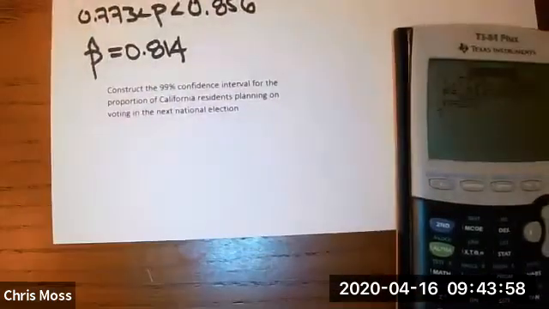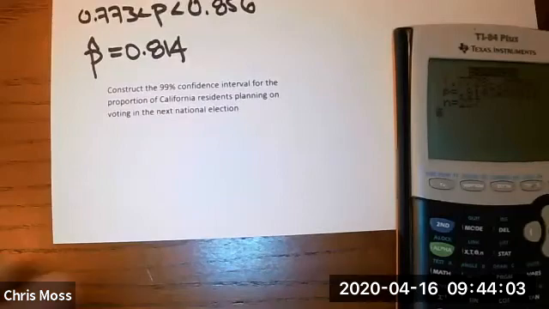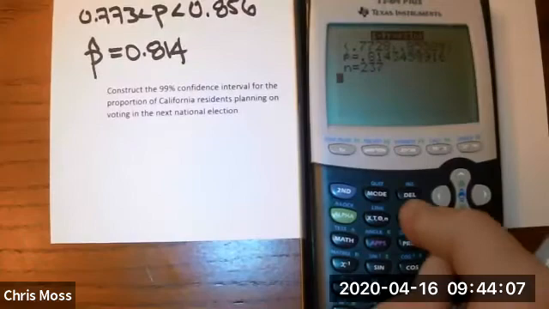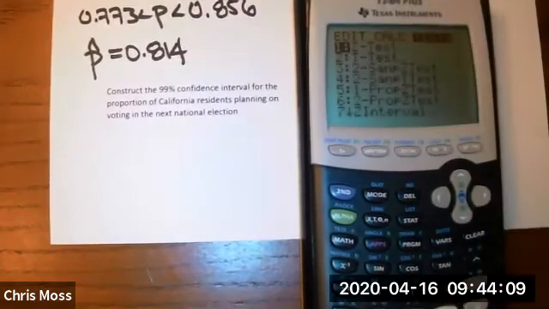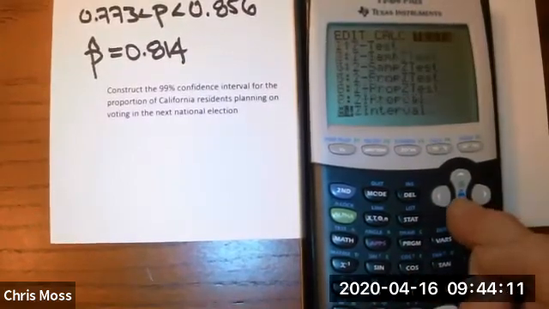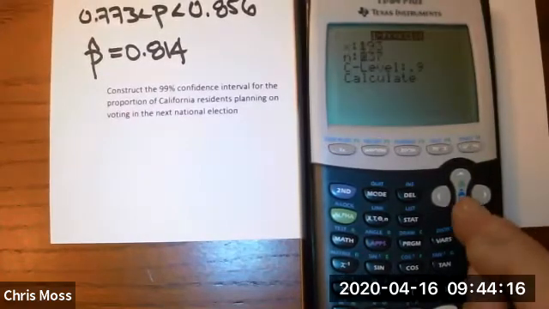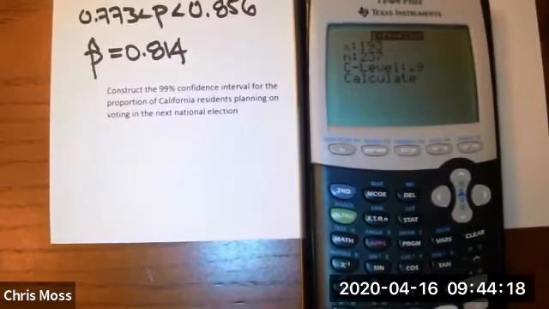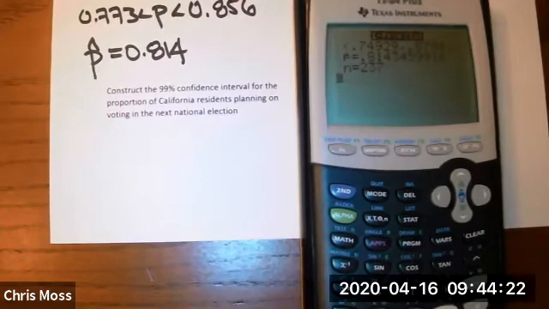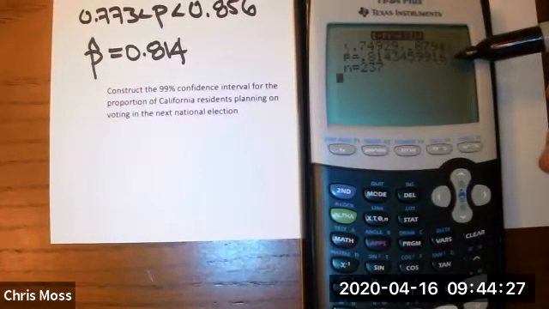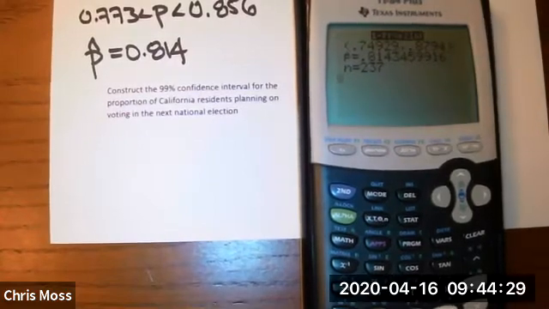Now, I have one more example to go. We're going to construct a 99% confidence interval with the same data set. Working with multiple questions on the same data set is quite easy. I'll come right back to stat tests, find my one prop Z interval. There's the data. The only thing I'm going to change is the level of confidence. I'll note that the point estimate doesn't change. It's the same data from the sample.